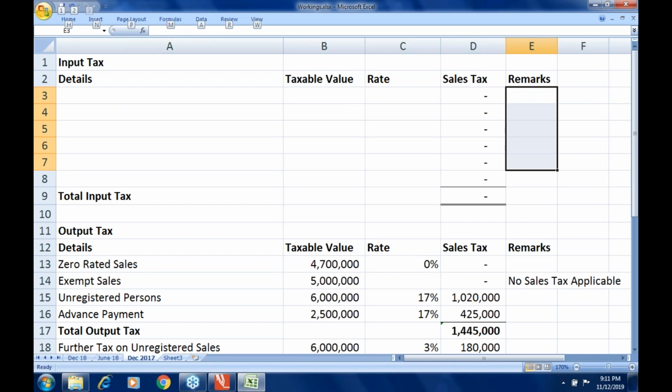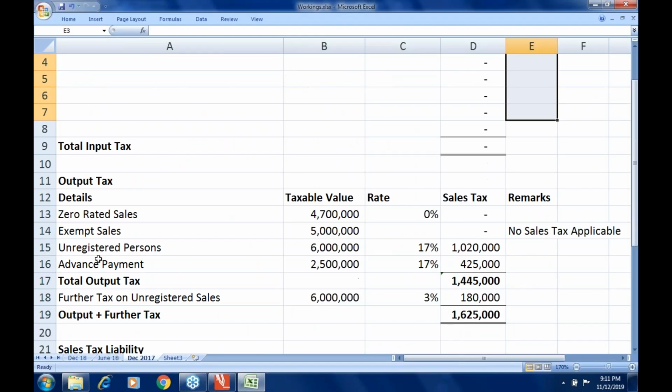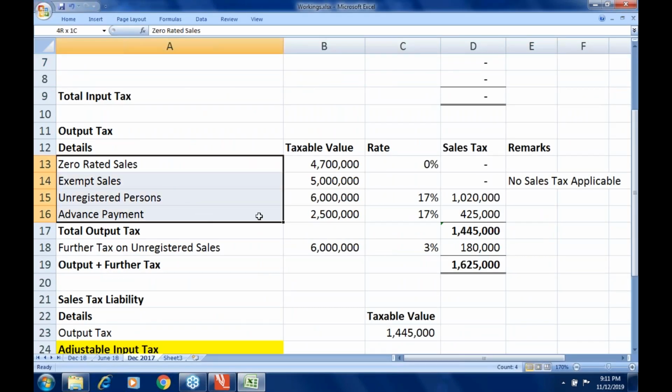If I talk about this question, Badar, first of all, it says local supplies to unregistered. Okay, the first thing we have is the details of the output tax.